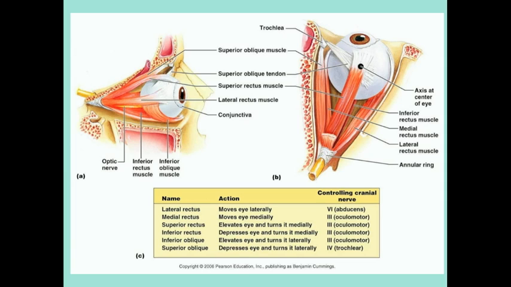As far as innervation, what you should remember is the 2 muscles that are not innervated by the oculomotor nerve. So the muscles that are not innervated by the oculomotor nerve are the lateral rectus.